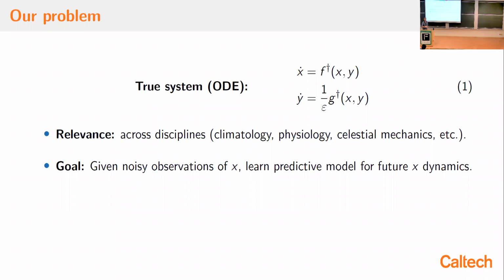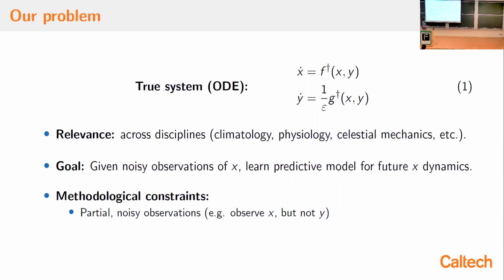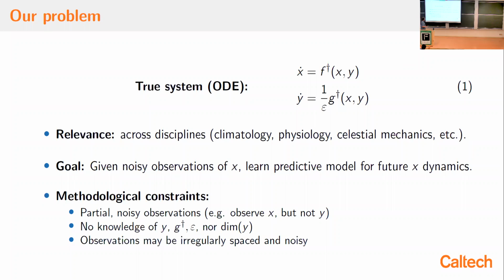So it's a pretty general goal, and something people have been talking a lot about throughout the week. What are some of the constraints of this challenge? Again, you give me only partial and noisy observations, so I don't see the whole thing. That could be complicated. And I don't know anything about the unobserved states. I don't know the rules that govern it, G. I don't even know its dimension. I just know that maybe there's something causing the variables I do observe. Furthermore, maybe my observations are irregularly spaced and noisy, so I want to be able to cope with that.